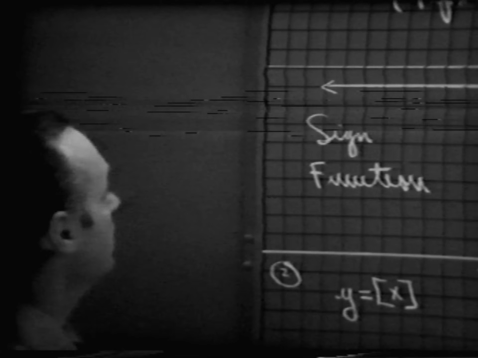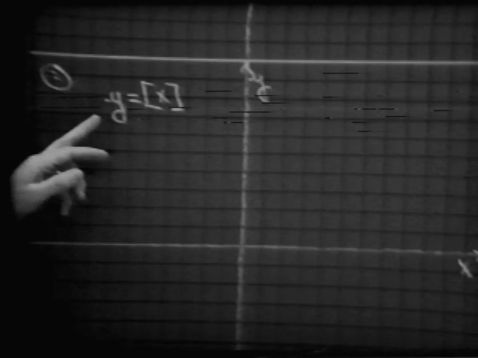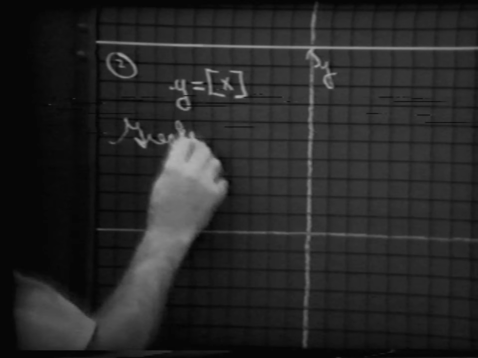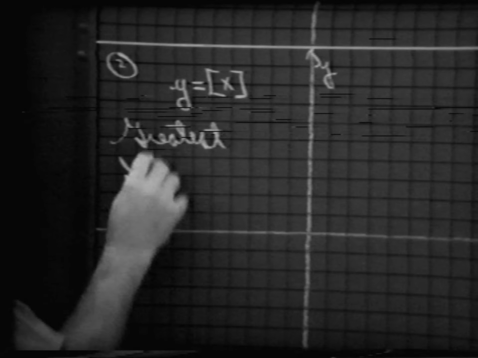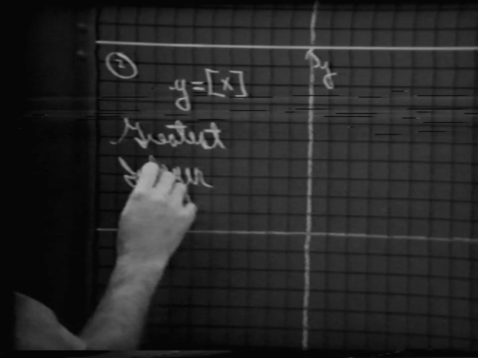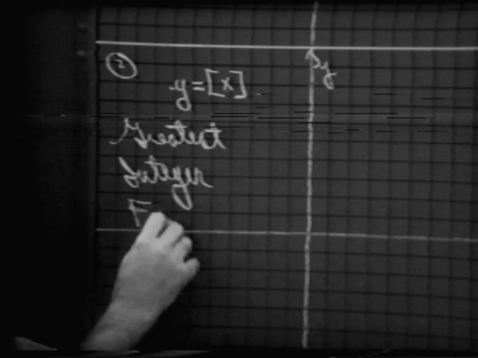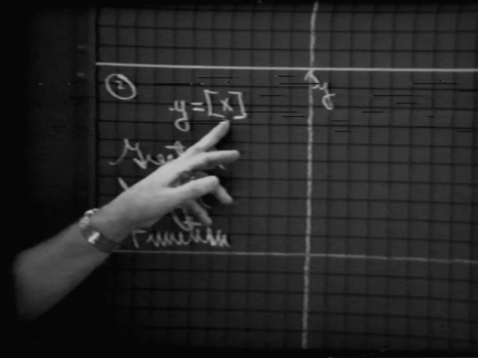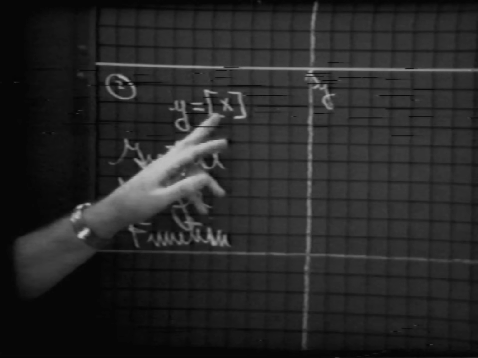Well, let's look at another rather unusual function. Here we have a notational device of y is equal to, with these heavy brackets around the number x. This function is given a special name, and it is called the greatest integer function. And we have to define what we mean by this greatest integer function. What we mean is the greatest integer which is less than or equal to x.